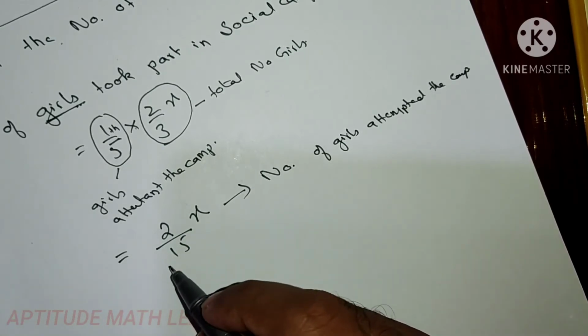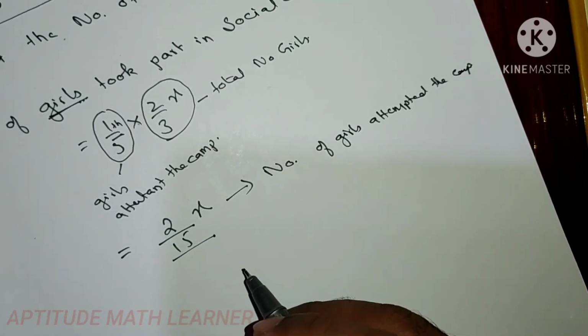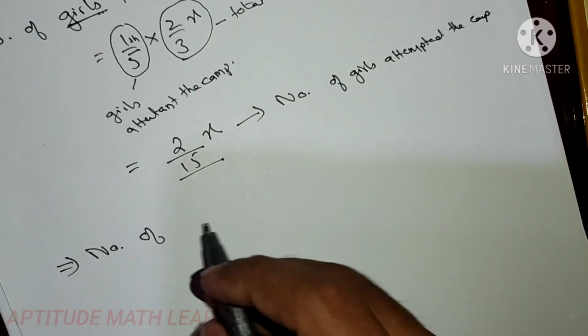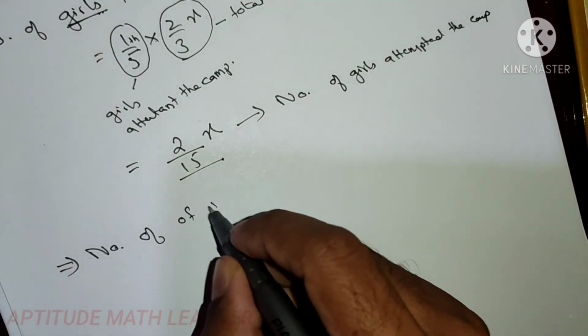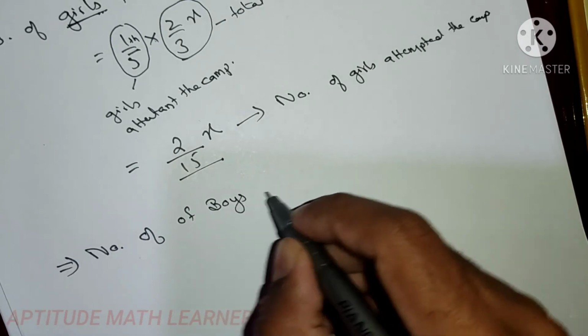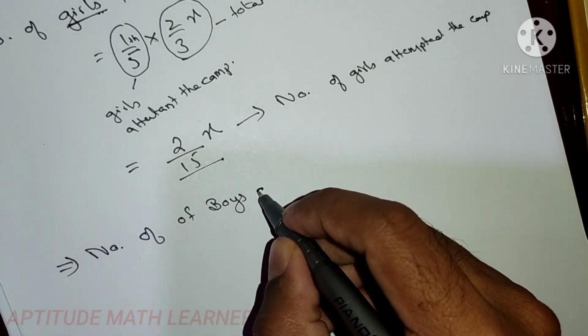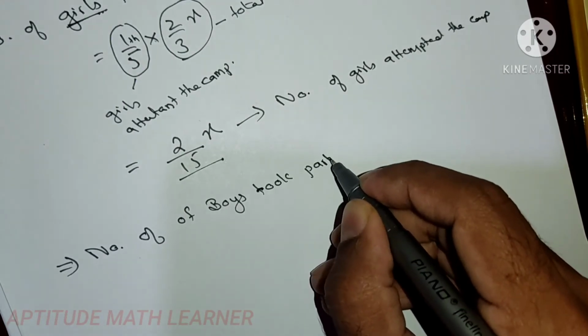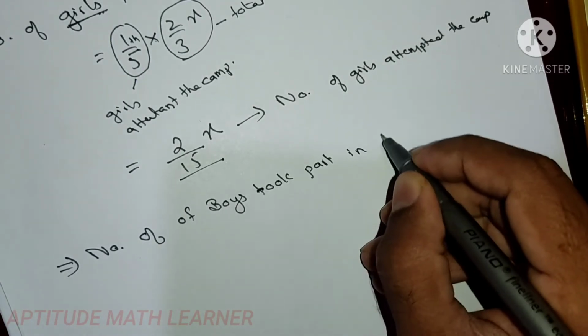So we have this. Now the second step: the number of boys who took part in the social camp.